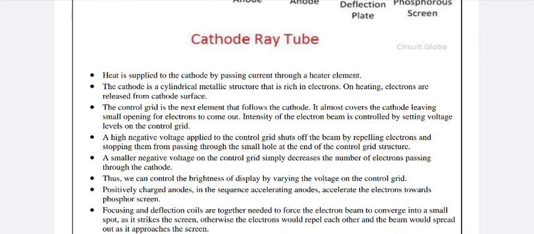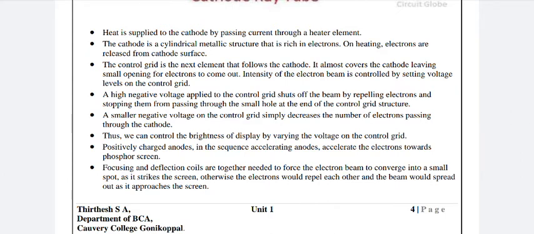Next, what does it say here? Here we control the brightness of our images with the help of the control grid. Why is a control grid used? To make sure that no electron is scattered. Next is the focusing and deflection coil. The focusing coil is used to create a proper image. The deflection coil provides the direction for the electrons to flow in the same manner.